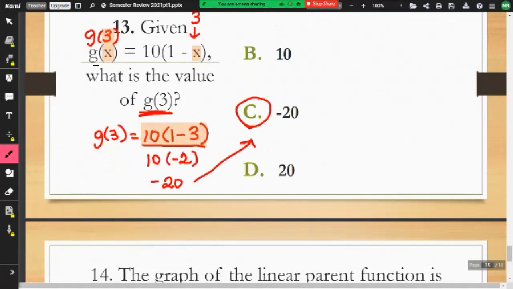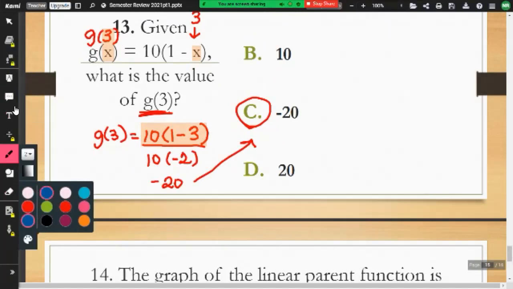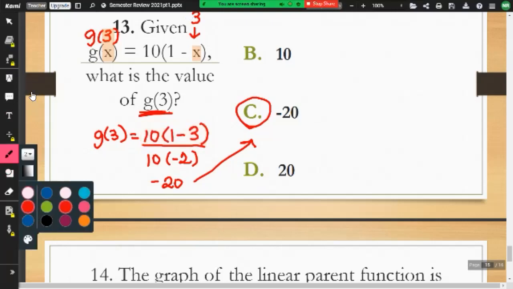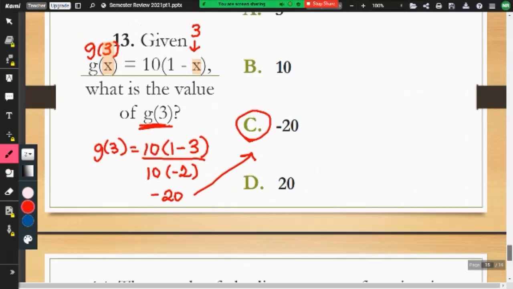So just plug it in. What if that 3 was a negative? It would change it to a positive, correct? It would have changed it to a positive, but it wasn't, so it didn't. Okay? Just be careful with that. Questions? Last one.